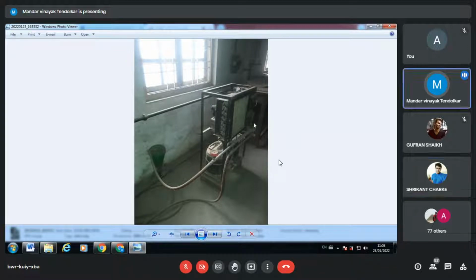If compression starts at 1 and ends at 2, what is 1? Evaporator or condenser? Evaporator. So that is evaporator pressure. 2 is condenser pressure. Sir, in the other photo, it was written high pressure and low pressure.